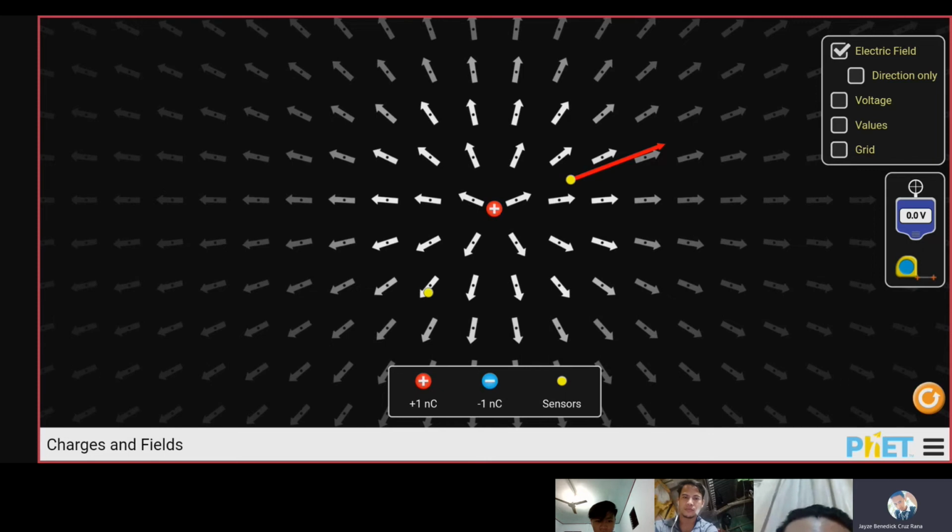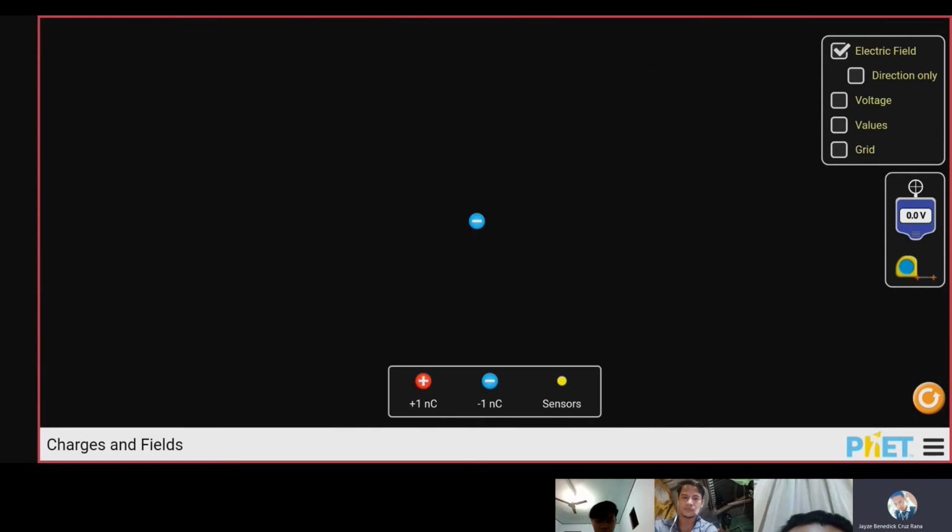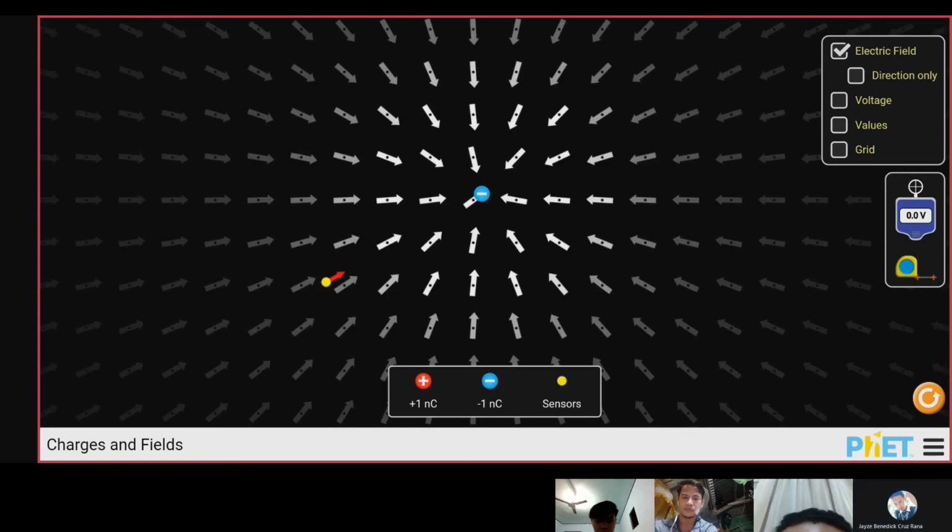Naglagay na po kami, miss, ng mga sagot po na. Then, ang makikita po sa simulation, yung sensor, yung arrow po is palayo din po. While sa negative charge ay papunta po dun sa ion yung arrow.